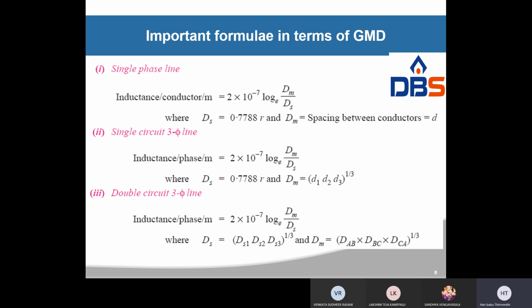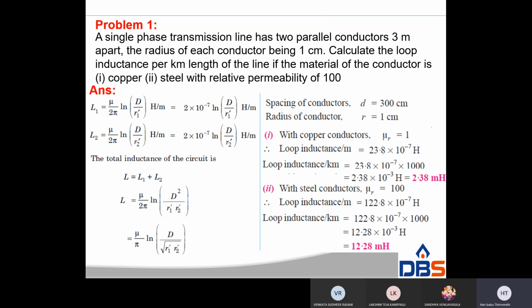Single phase inductance per meter is 2 into 10 power minus 7 ln D by r dash. For three phase, 2 into 10 power minus 7 ln Dm by Ds. Dm is nothing but D1 D2 D3 whole power 1 by 3. For symmetrical spacing, the value is D. For asymmetrical spacing, the value is like this. Always, symmetrical or asymmetrical, Ds is 0.7788 r, right? And for double circuit, this is the formula. So go for the problem.